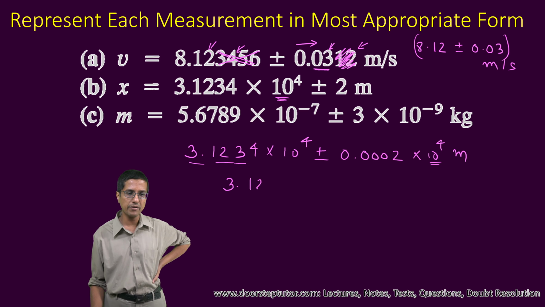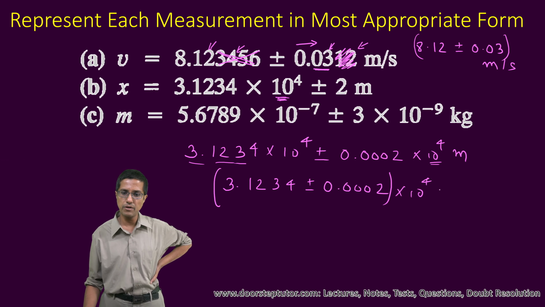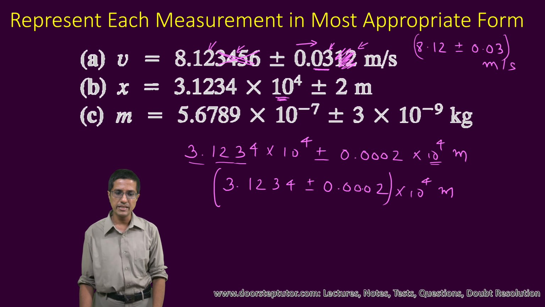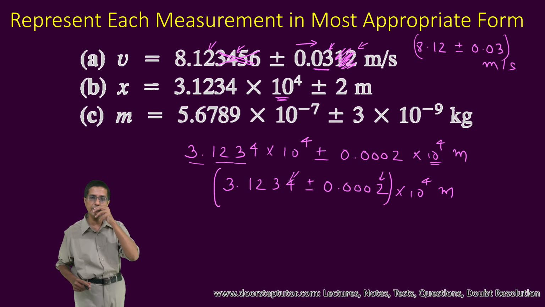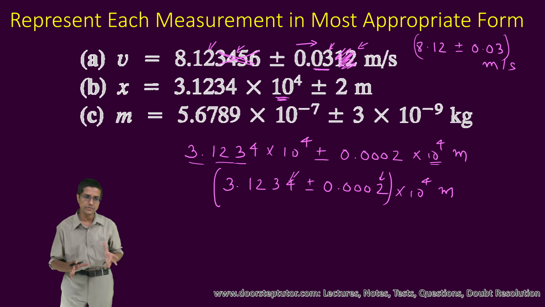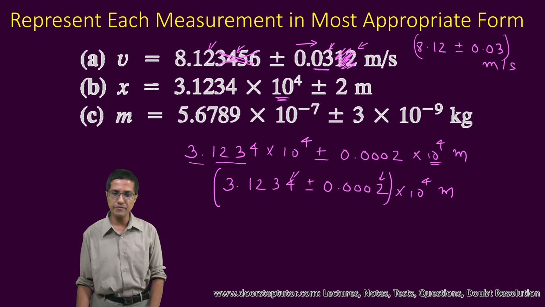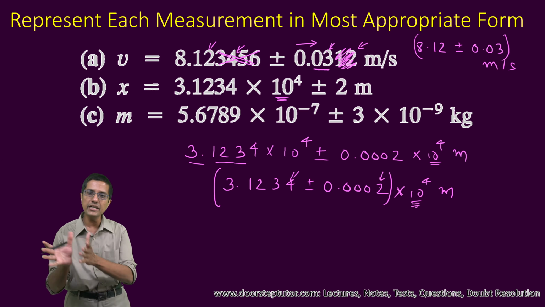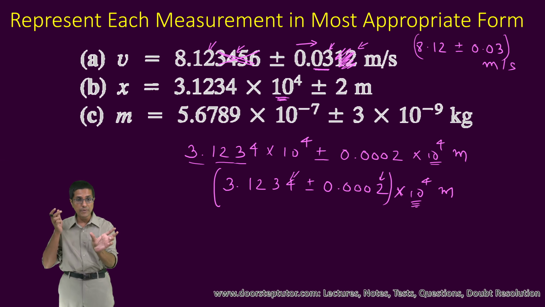So this becomes 3.1234 plus minus 0.0002 into 10 raised to power 4 meters. Of course, the significant digit in our error is in the 10,000th place, so we are allowed to keep this 4, which is also there in the 10,000th place. The only thing we needed to do is bring the exponent out, common to both the measured quantity as well as the error.